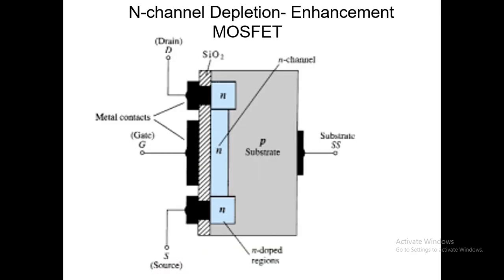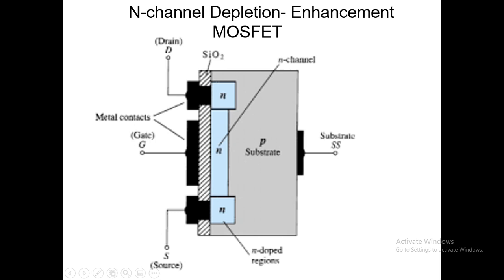And this is the operation of the N channel depletion enhancement MOSFET, and this is for the small signal MOSFET. This is the drain, and this is the source, and these are the metal contacts. We have three metal contacts: drain, gate, and source. This is the p-type substrate, and we have an n layer for the drain and another n layer for the source. It is a similar structure to an NPN transistor, and this is the n channel present between the drain and the source.